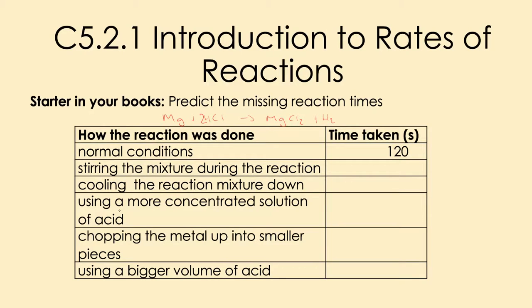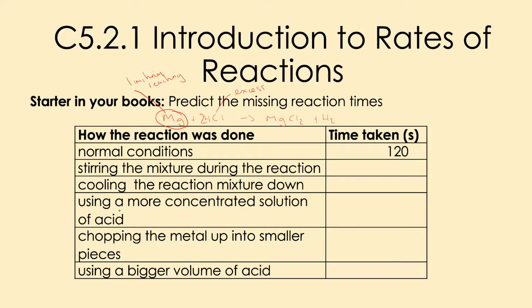So if we do this, and if we assume that the magnesium is the limiting reactant, which is what we met in C5.1, and the HCl is in excess, then based on that, what would the effect of changing these conditions be? Now, you don't need to explain why. We'll get to that over the next series of lessons, but just from your gut instinct, what would you expect to happen? Okay, so pause the video and have a go at this, and then you can check your answers.